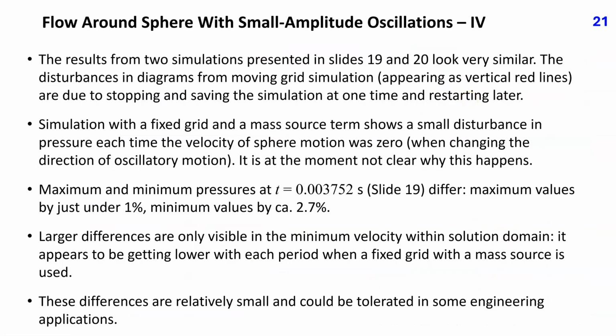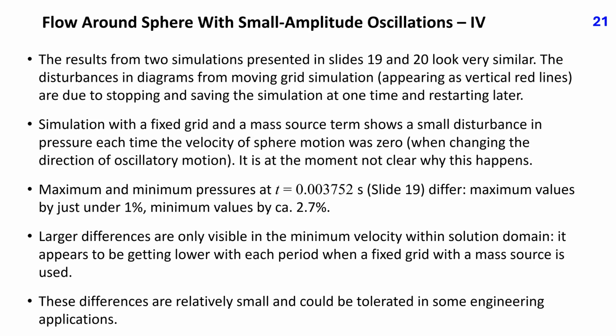The results from two simulations presented in slides 19 and 20 look very similar. Simulation with a fixed grid and a mass source term shows a small disturbance in pressure each time the velocity of sphere motion was zero, that is, when changing the direction of oscillatory motion. It is at the moment not clear why this happens.